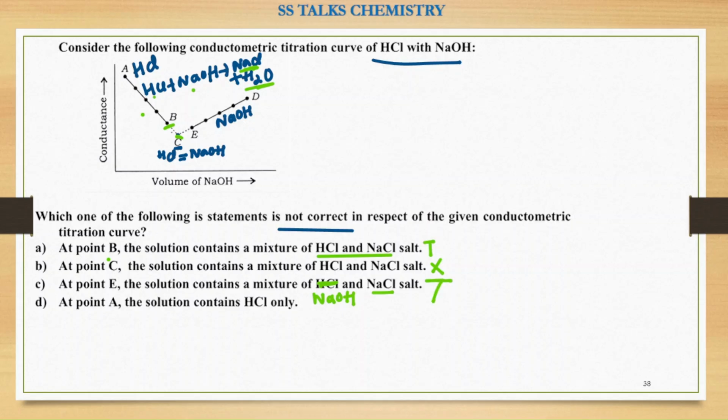The reason being, after the end point, NaOH has been added, and after the neutralization NaCl was formed. So this NaCl is present and this NaOH will be present. Okay. Next is at point A, the solution contains HCl only. This is a true statement. At the beginning we were having only HCl. So the incorrect statement is option B in this case. Make this correction: instead of HCl, the NaOH is present. Right? I hope this one is clear.